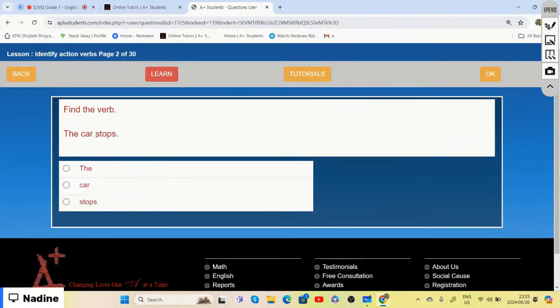The car stops. What is the verb within that sentence? Is it car, or is it stops? The car stops. What is our verb within that sentence?